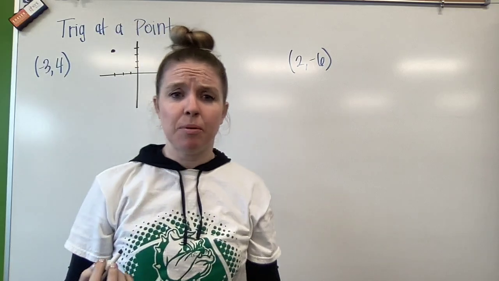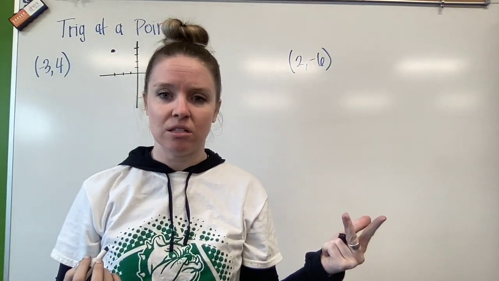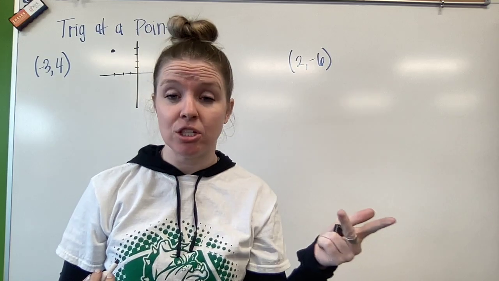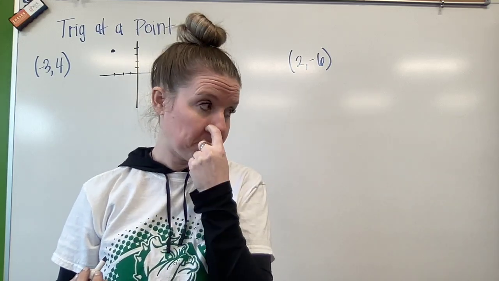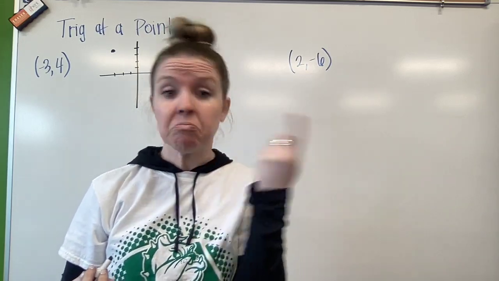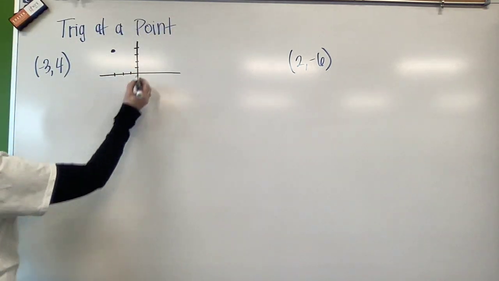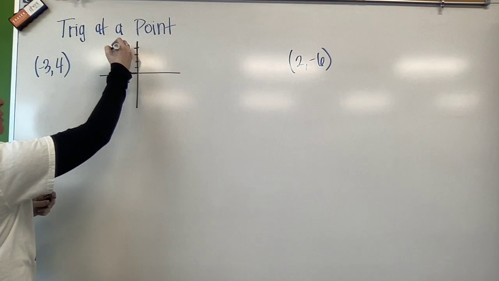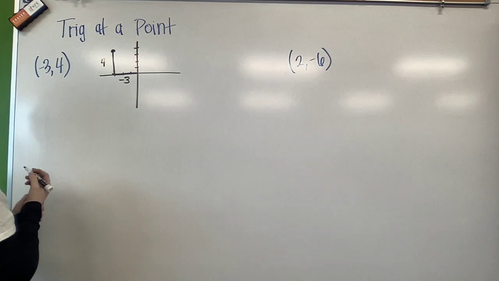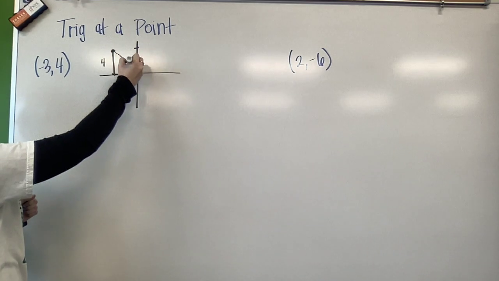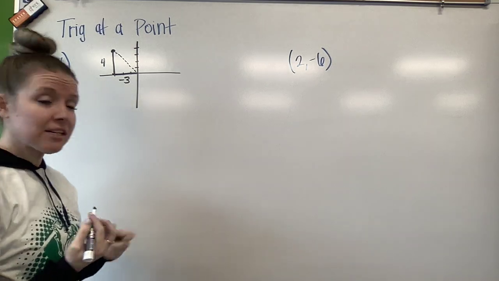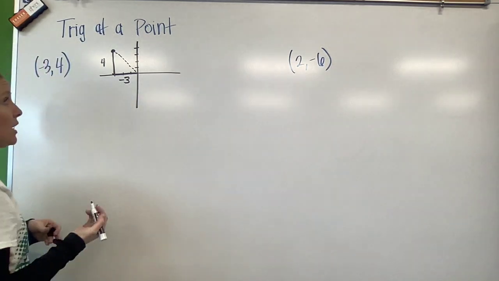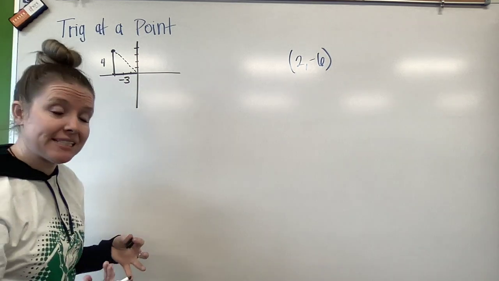How on earth am I supposed to build sine, cosine, and tangent from a point, when I only know how to do sine, cosine, and tangent given a triangle? Well, let's give it a triangle, shall we? We went 3 to the left, then up 4, and I created this triangle. Nice right triangle to do right triangle trig.